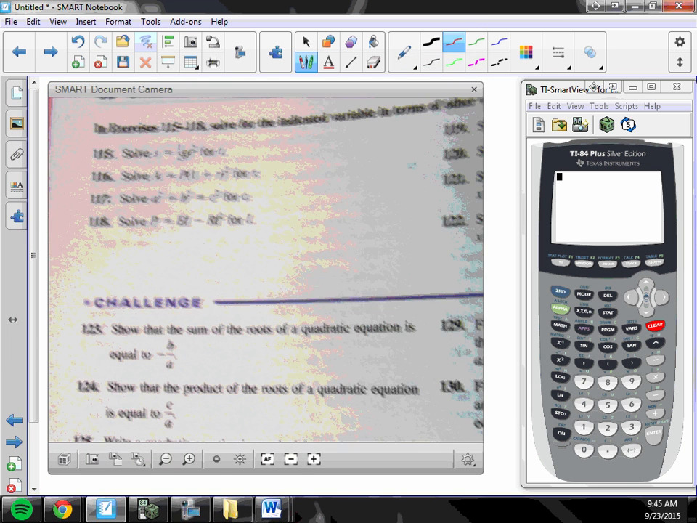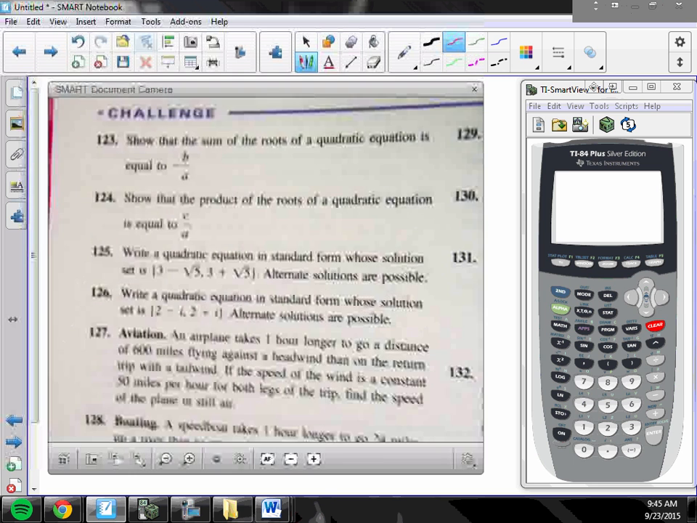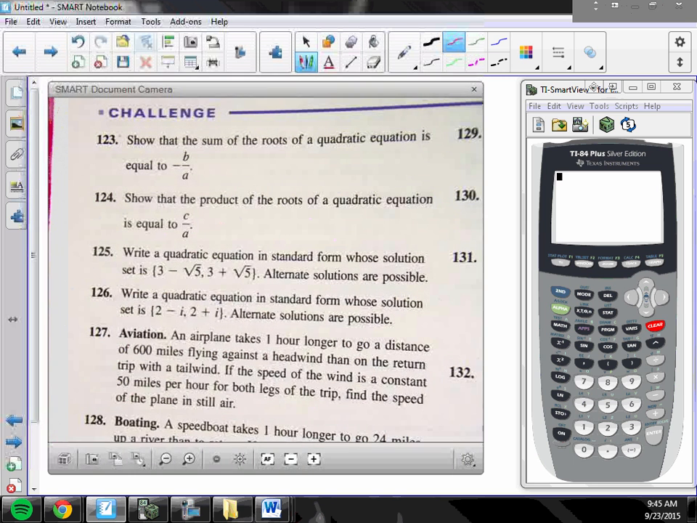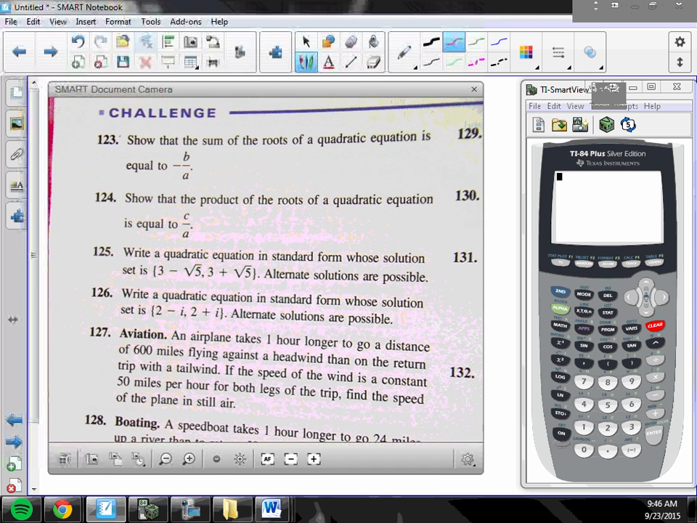Okay, and then look down at 123. So you have to go all the way to 135. Show that the sum of the roots of a quadratic equation is equal to negative b over a. How do you do that?